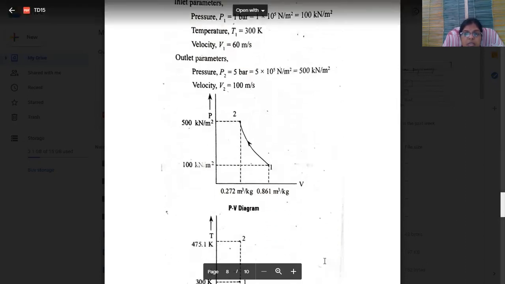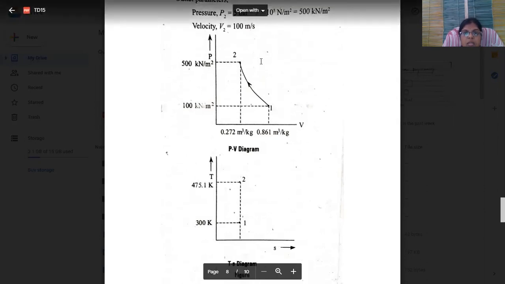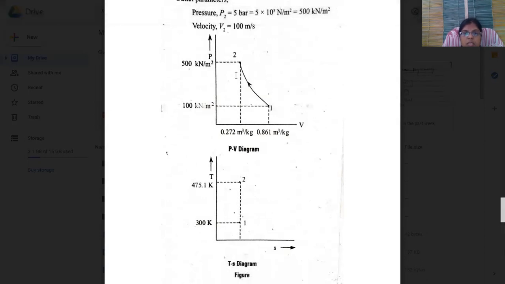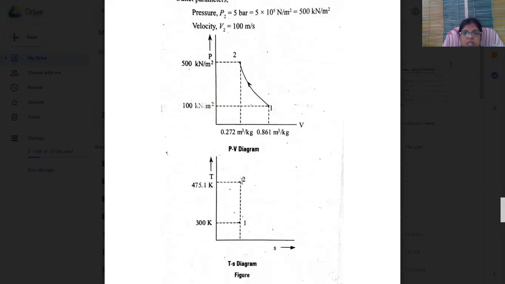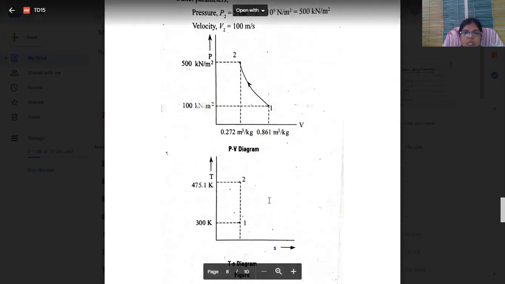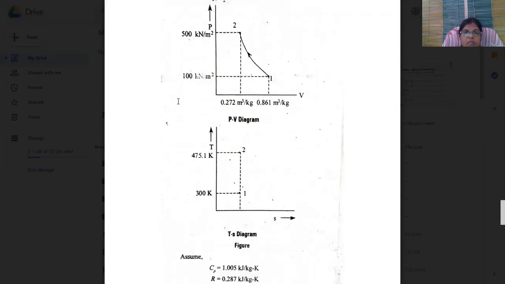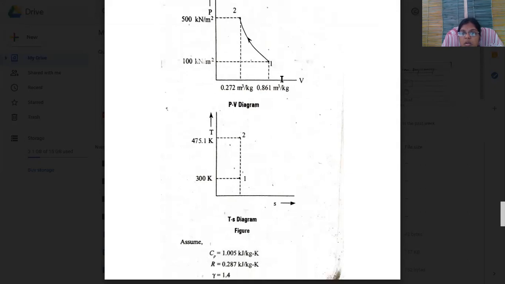This diagram we take in the form of a TS diagram. Whenever there are curves on the PV diagram, the curve is converted into straight lines. Here 1 to 2 is compression. This curve is converted into a straight line in the TS diagram. So this is P, this is T1 and this is T2. This is the PV diagram and this is the TS diagram. Whenever there are curves on the PV diagram, they are converted into straight lines in the TS diagram. The diagram is also given in the question.